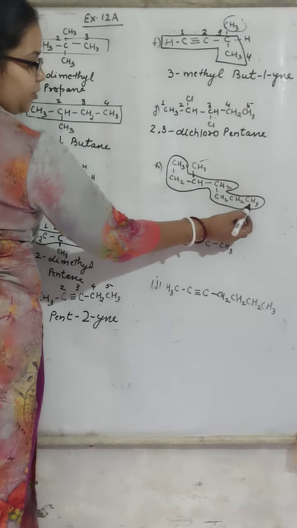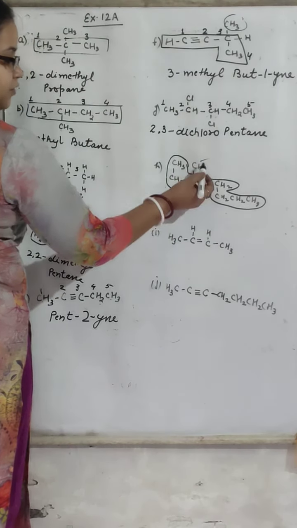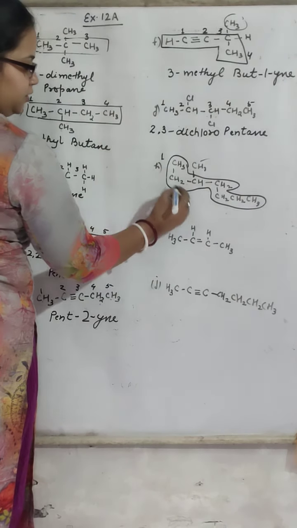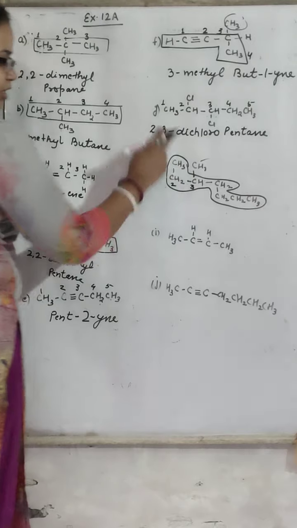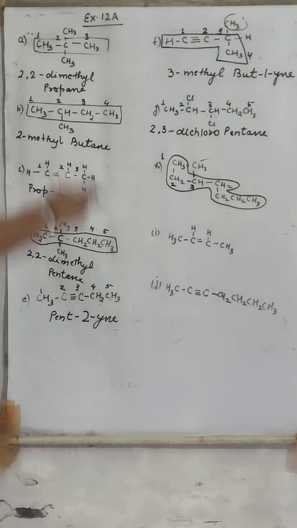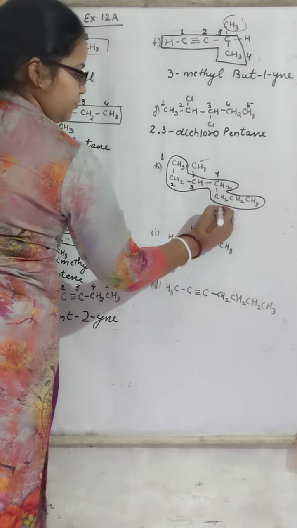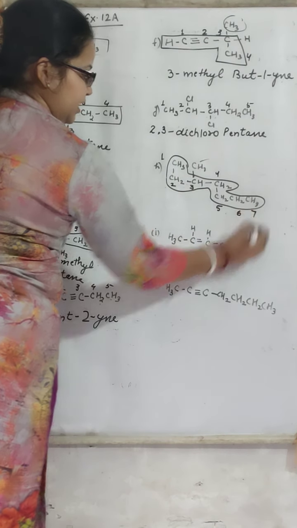If we start numbering from here, 1, 2, 3, 4, 5, alkyl is getting position 5. If we start numbering from here, 1, 2 and 3, so alkyl is getting position 3. So we will start numbering from this side: 3, 4, 5, 6 and 7.